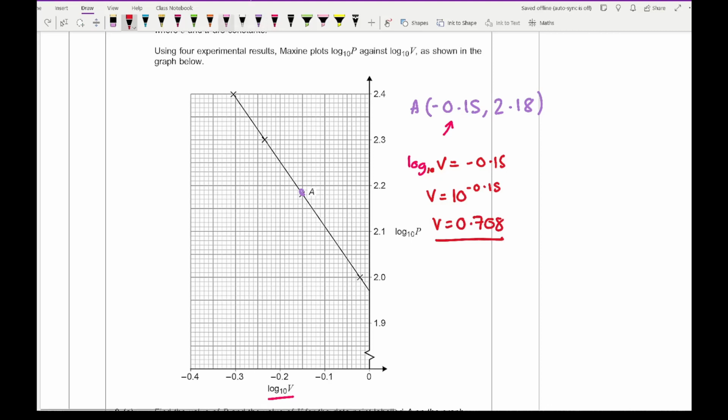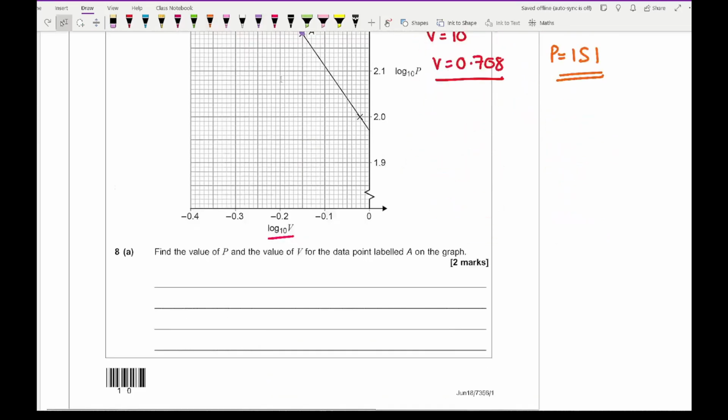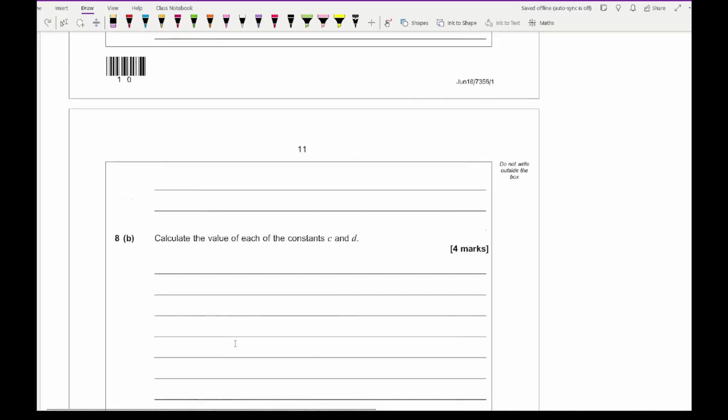Then if I do the same for the y ordinate, I get log 10 P equals 2.18. So P equals 10 to the power of 2.18, and if I type that into my calculator, to 3 significant figures, it gives me 151. Then moving on to question 8b, it says calculate the value of each of the constants C and D. So what we need to do is work out the equation of the line.